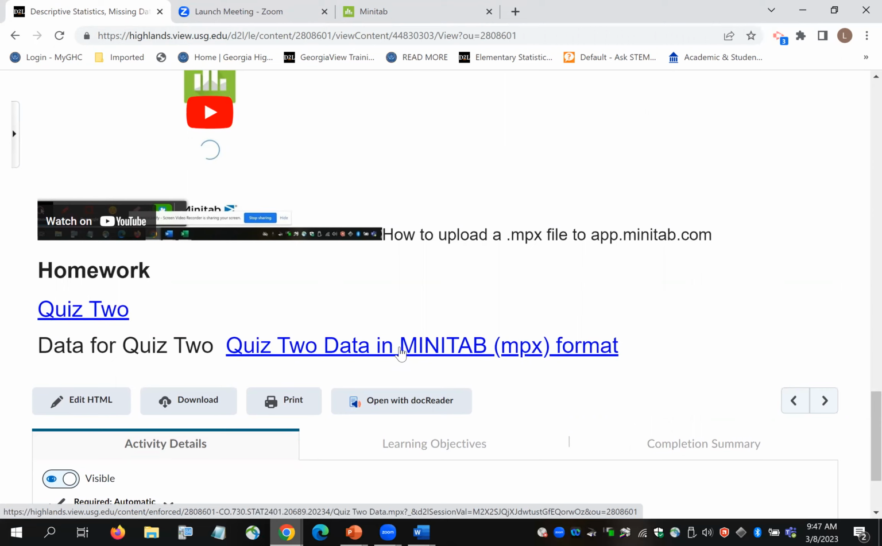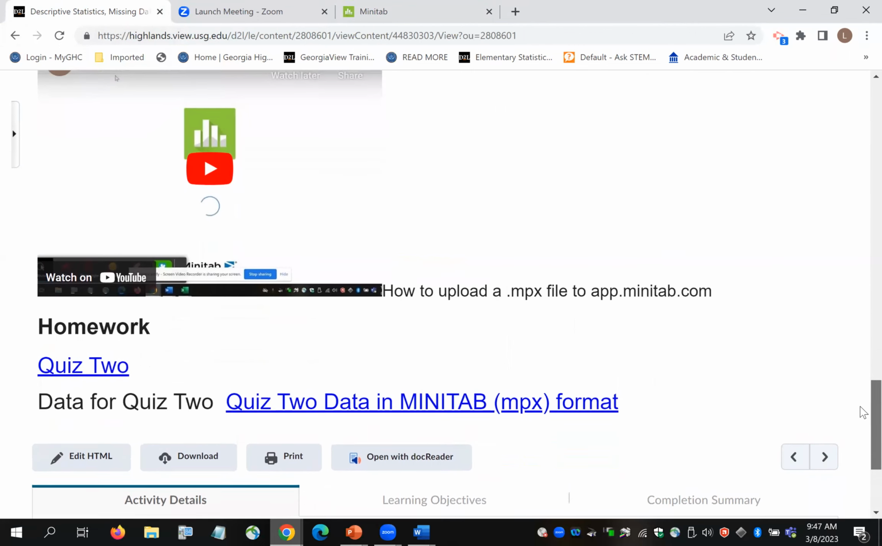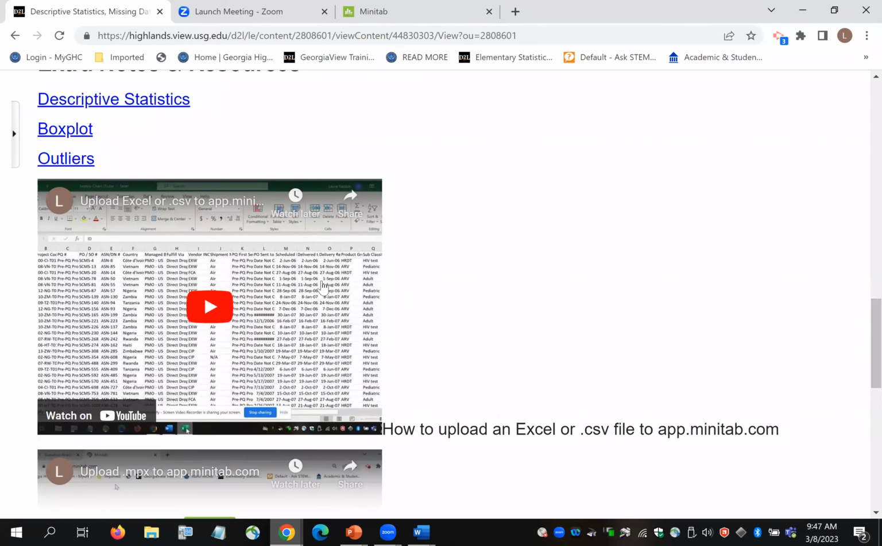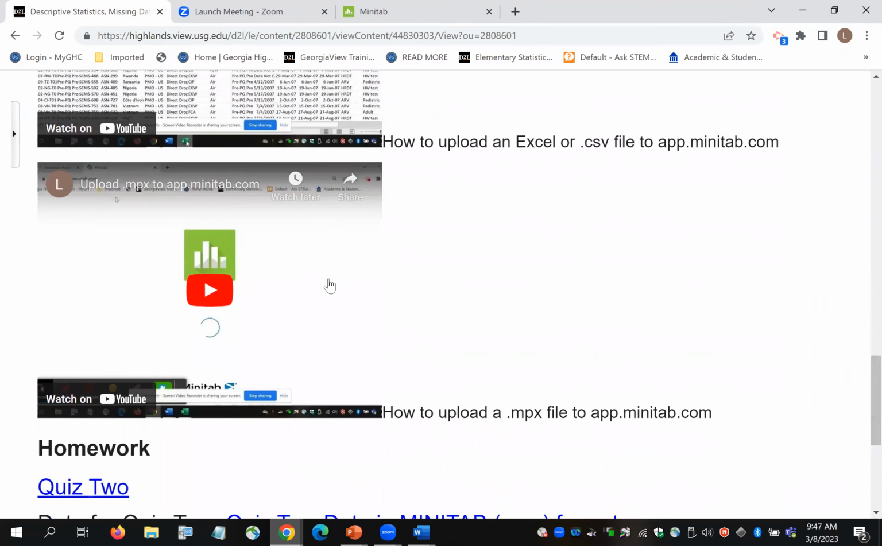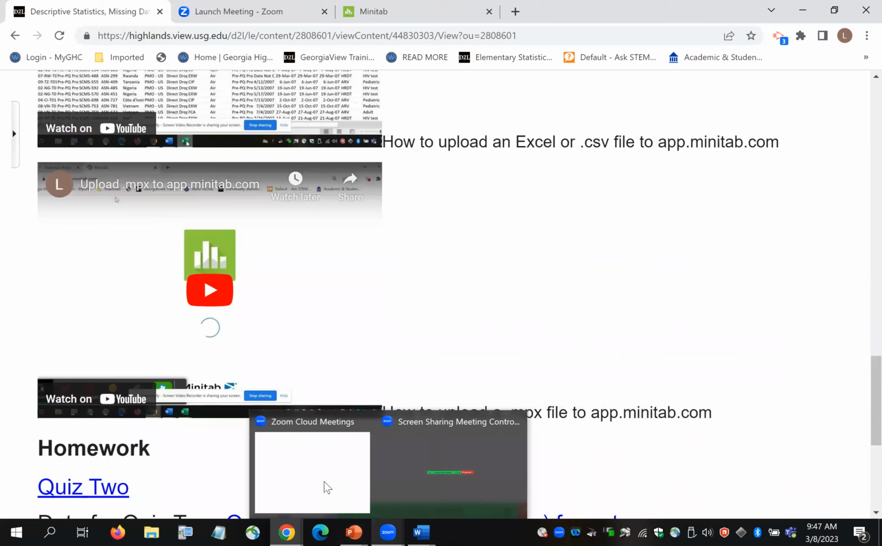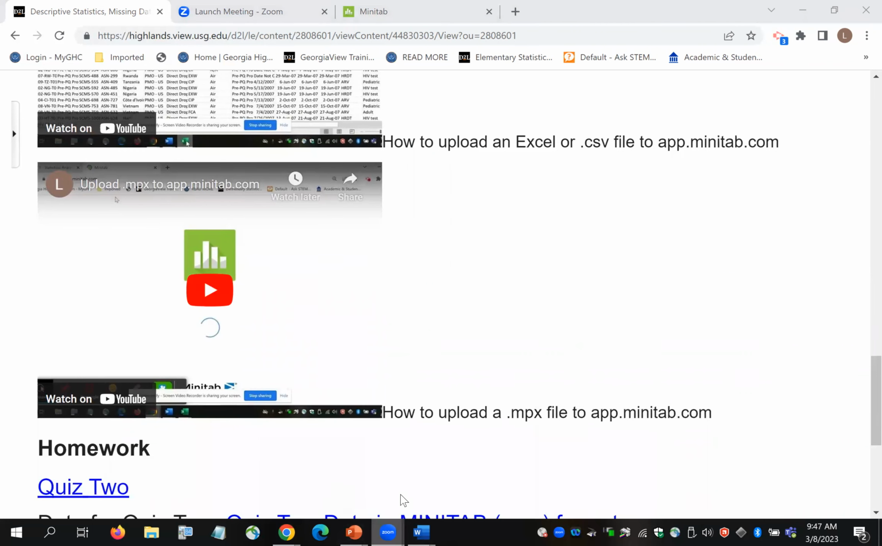So I need to show you how to upload a file. Now I am going to demonstrate it here in the Zoom room, but I also have provided videos on how to do an Excel spreadsheet and how to upload a Minitab file. How do you tell the difference? Well, let me go back over here. Nope, that's not what I need.